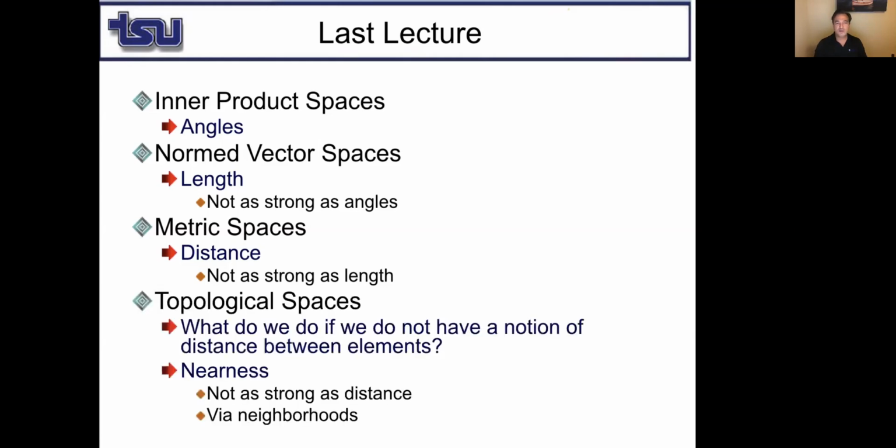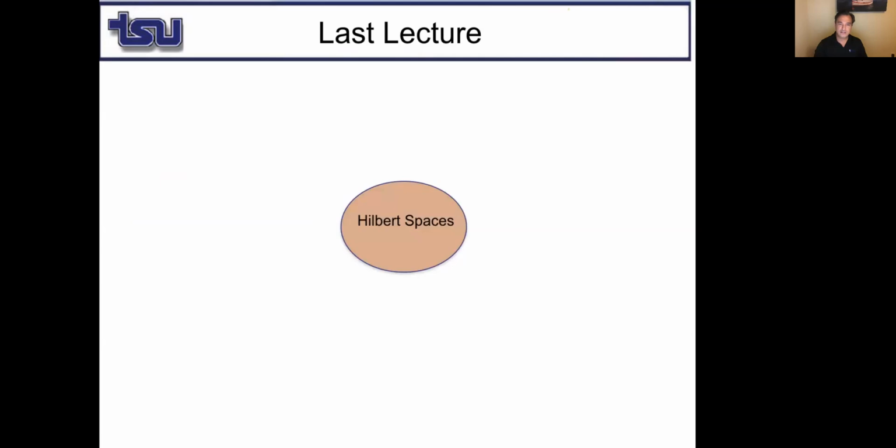And then finally, we talked about topological spaces. And we said that there might be some spaces in which we may not define angle, length, or distance, but we can still define how close the elements of a topological space are. And this was based on neighborhood concepts. So you can define nearness based on the neighborhood concepts in topological spaces. And we had this big picture.